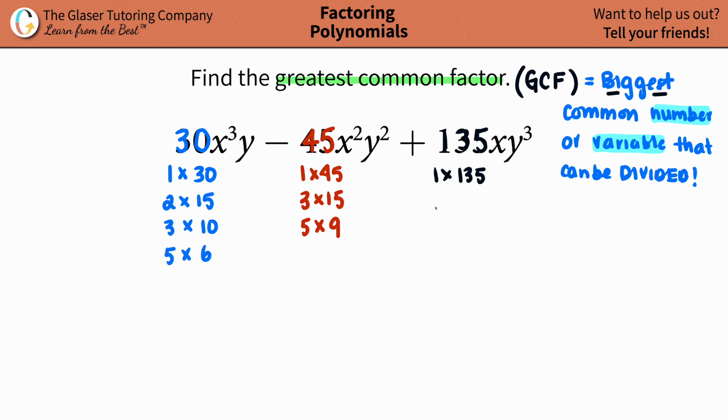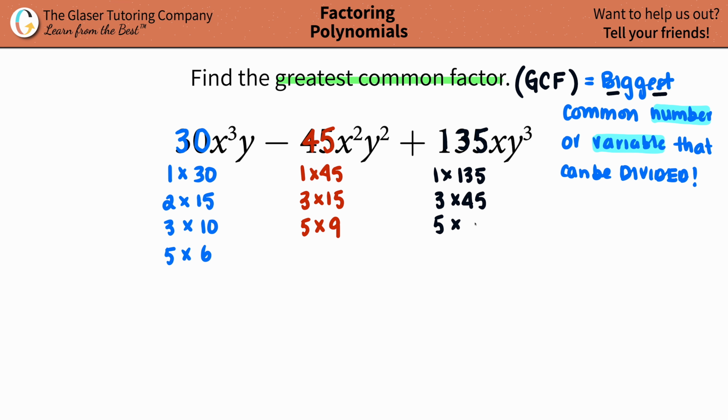3, 4, I think so. 3 times, let's see, that would be a 12. That's a 1, so 45. 3 times 45. 4, no, not 4. 5 for sure.